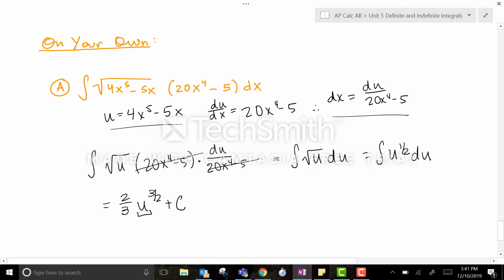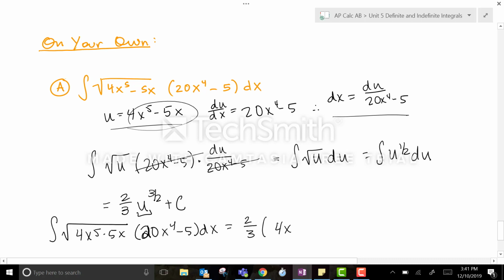And then all I need to do is resub that u value. So I'm going to rewrite this problem: the integration of the square root of 4x to the 5th minus 5x, times 20x to the 4th minus 5, equals 2/3 times that u value, 4x to the 5th minus 5x, raised to the 3/2. Or you can say the square root and cubed. So you could also say square root of 4x to the 5th minus 5x cubed. Same thing, but make sure you do that plus c.